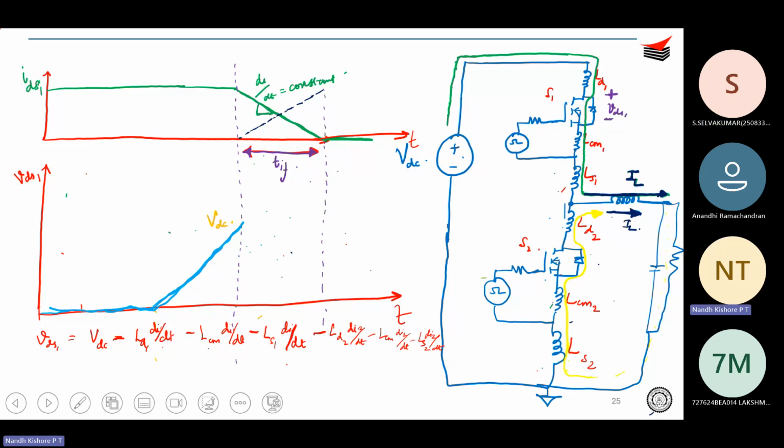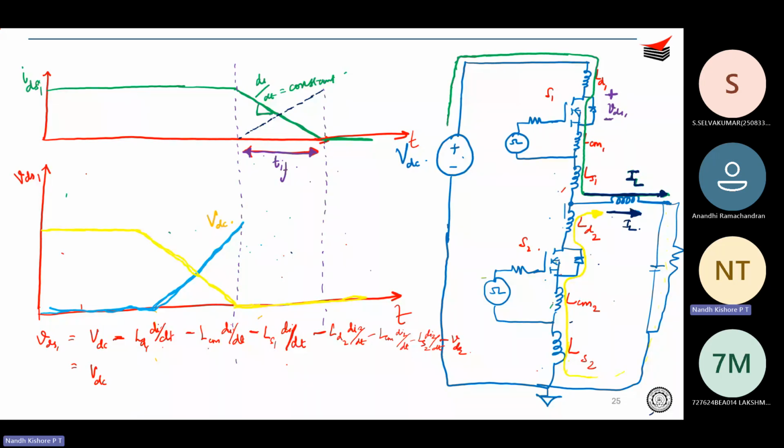So during this period, I will even simplify this further. So this is going to be minus VDS2. Okay. So during this period, your VDS2 has decreased almost to zero. I can take, for practical purposes, that VDS2 is almost zero.